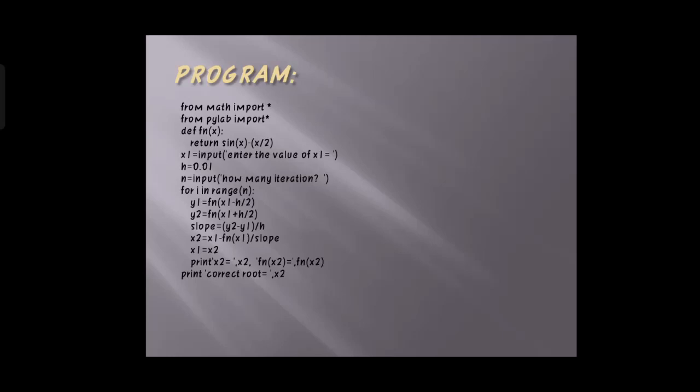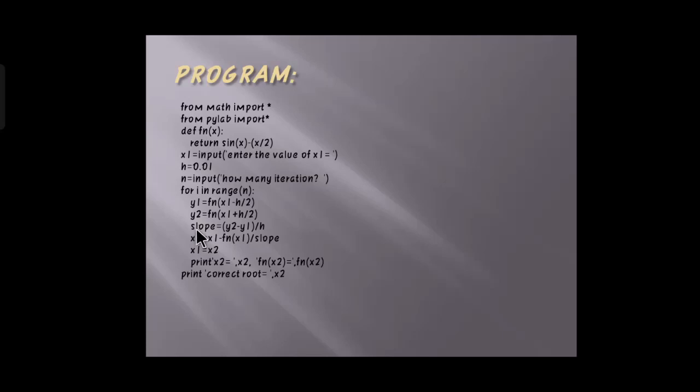Inside the for loop, we have y1 = function of (x1 minus h/2), which calls the function we defined in the beginning of the program, which returns the corresponding value and stores it in y1. Secondly, we have y2 = function of (x1 plus h/2), which also calls the function and returns the corresponding value. The returned value is then stored in the variable y2.